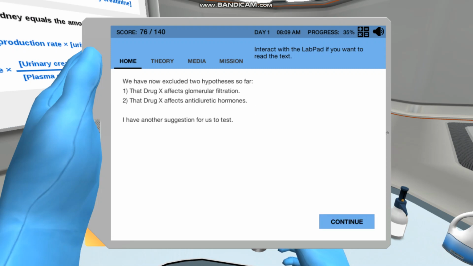We have now excluded two hypotheses so far. 1. That drug X affects glomerular filtration. 2. That drug X affects antidiuretic hormones. I have another suggestion for us to test.